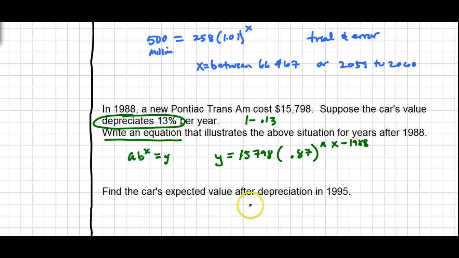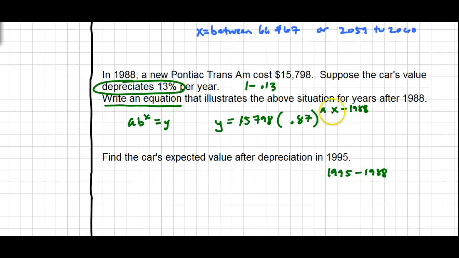Now if you're trying to find the car's value in 1995, we'd need to figure out how much time that would be. So we would calculate there, or we could simply fill in 1995 for x. Either way would work, whether you figure out how many years that is, or fill in 1995 here and calculate on your calculator. You'll eventually be typing in 15,798 times 0.87 to the 7.